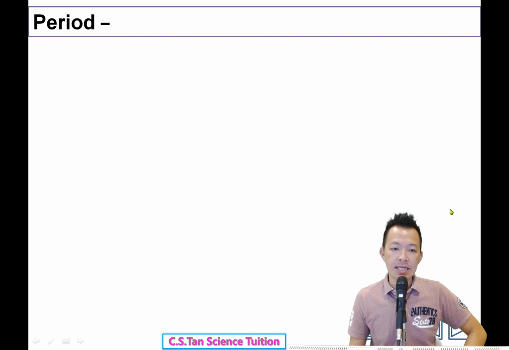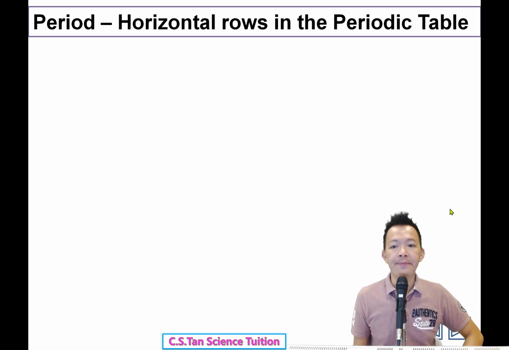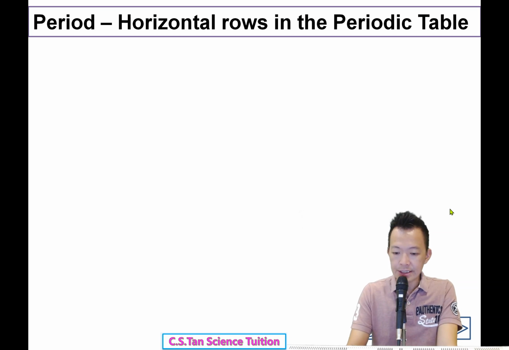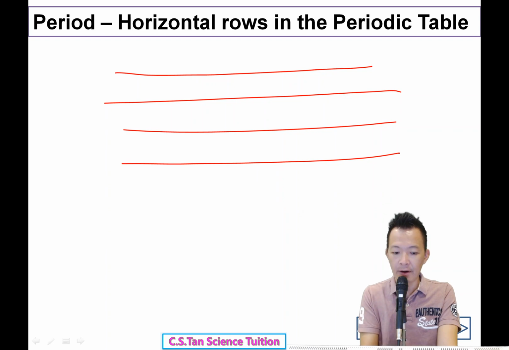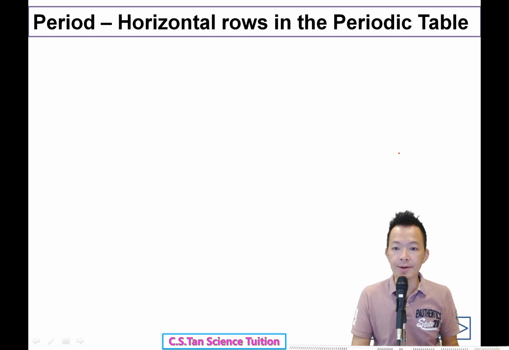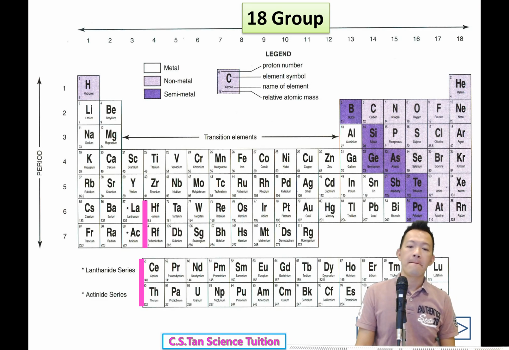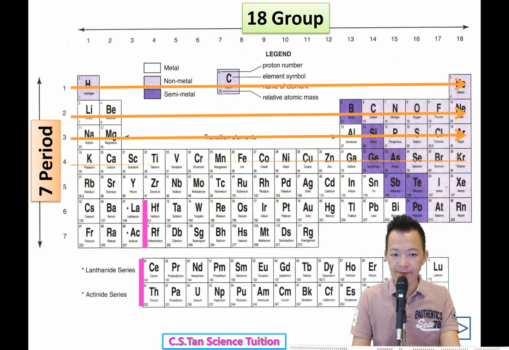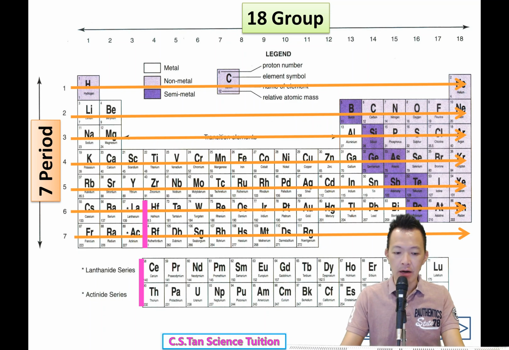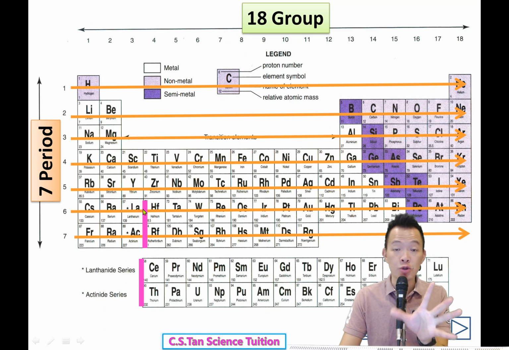OK, this is what we call a group, the vertical columns. Next, period. What is a period? The horizontal row, 1 row, 2 row, 3 row, 4 row. Horizontal row in the periodic table, copy it down. There are 7 periods, 1, 2, 3, 4, 5, 6, 7. Or maybe you want to ask, how about these two? These two actually come from period 6 and 7, because there are too many elements and no place, so they are pulled out. They are not important, don't worry about them. So 7 periods.